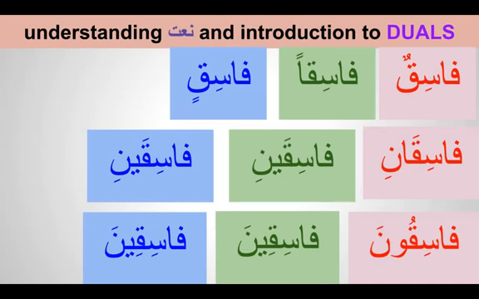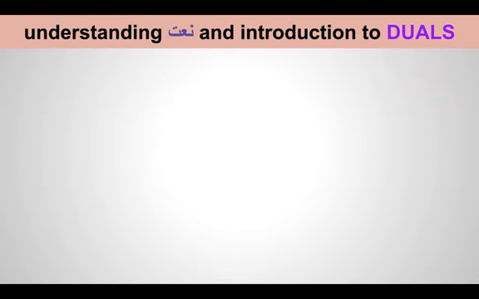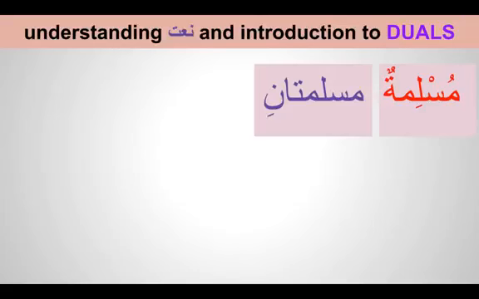So we'll just quickly do the Muannath form as well. So we are done with the duals. So if we want to say Muslimatun, how do we say two Muslims? The same rule, Alif and Noon. So we will make it Muslimatani. So when a word is added after ta marbuta, it becomes ta maftuha. So it becomes a regular ta, and we will add ani. So Muslimatani. So alif and noon is a sign of marfu.